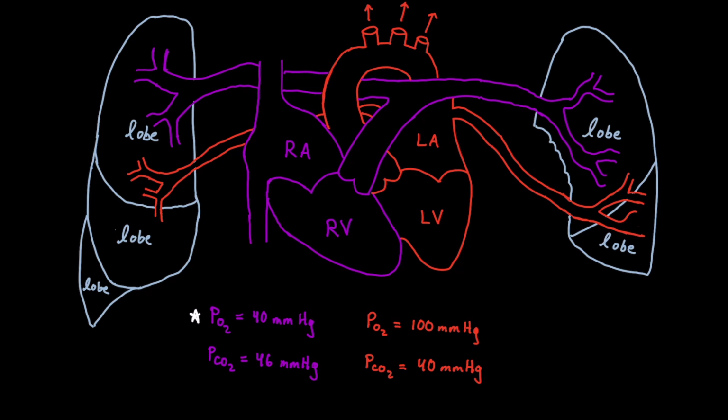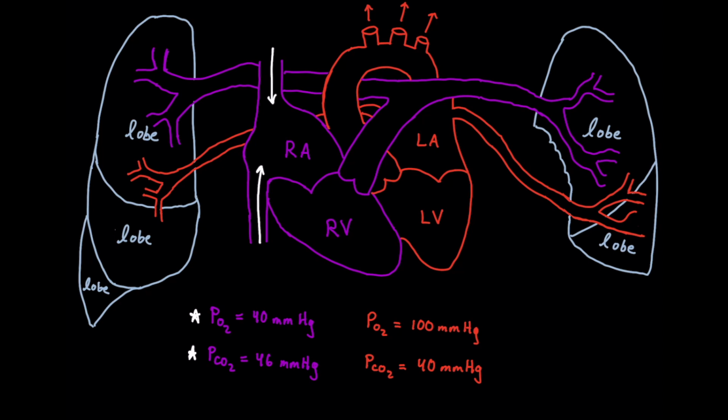So that partial pressure is just a measure of how much of a gas is in the liquid of our blood. And then our partial pressure of CO2 is actually going to be 46 millimeters of mercury. So this deoxygenated blood is going to come from both the inferior vena cava, coming from below our heart, and our superior vena cava, or coming from above our heart.